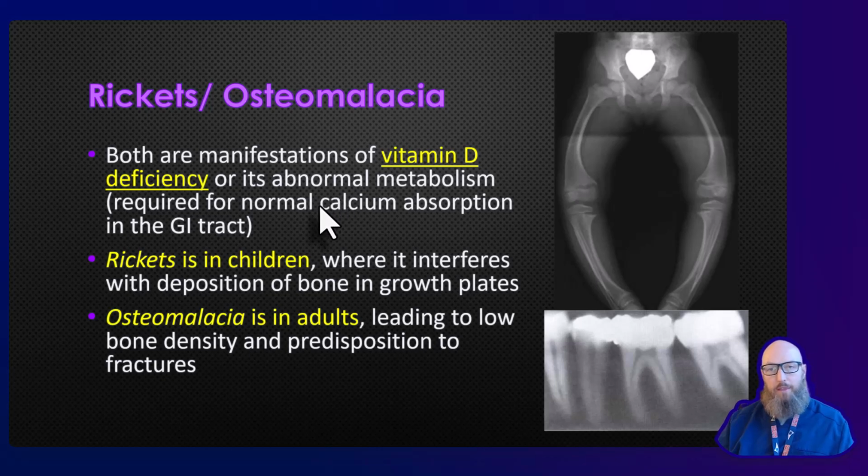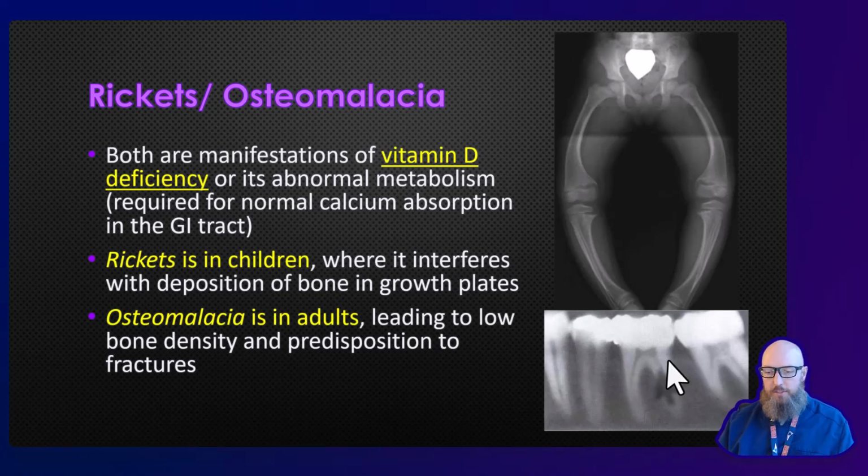If we don't have healthy liver and kidneys, the second one, we're not going to have adequate amounts of the active form of vitamin D in our system. And that's required for normal calcium absorption in the gut. So in children, rickets is going to interfere with deposition of bone and growth plates. And that's what leads to this classic outward bowing appearance of the legs that you'll see with rickets cases. In the growth plates, it's not depositing enough calcium, enough mineralization. And so the bones aren't growing correctly and they tend to grow outward, bow outward.